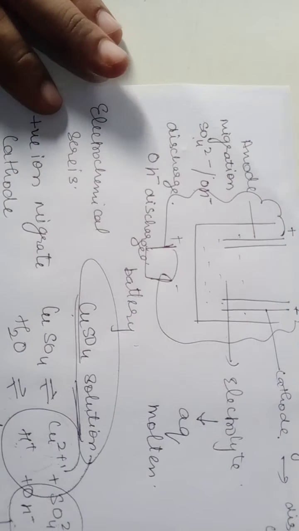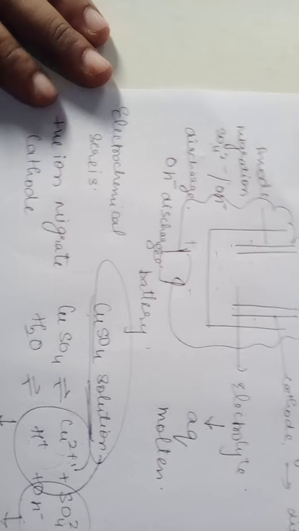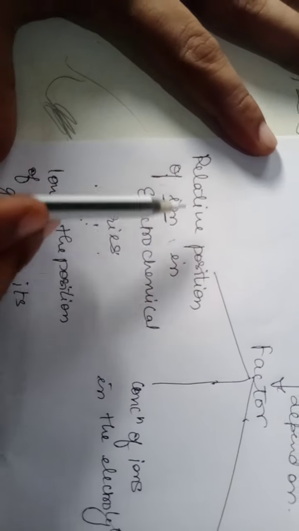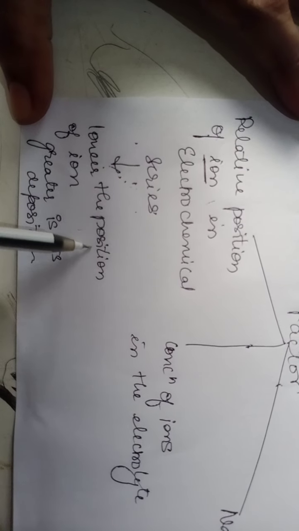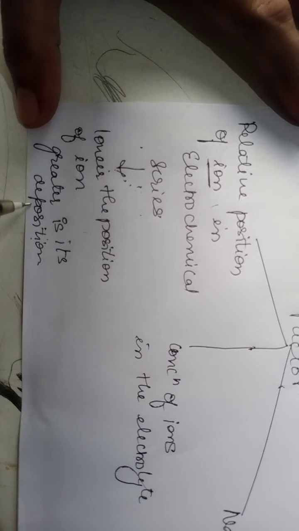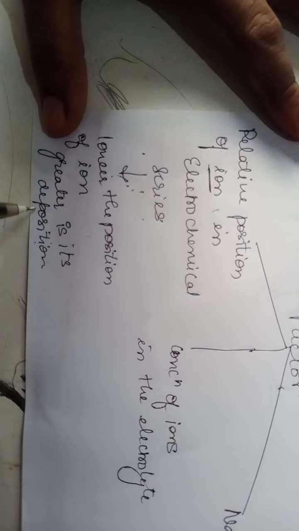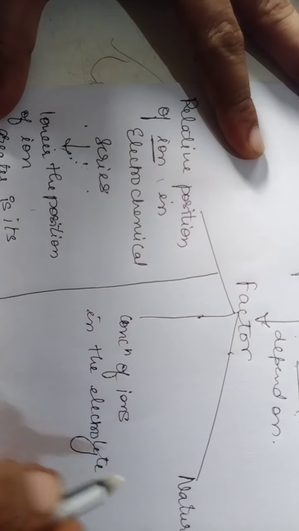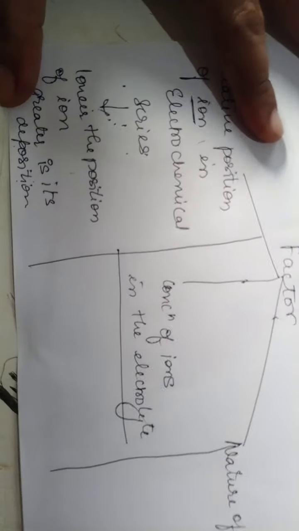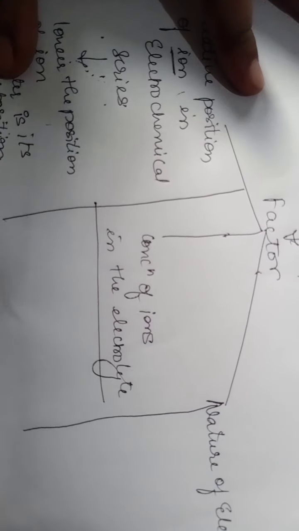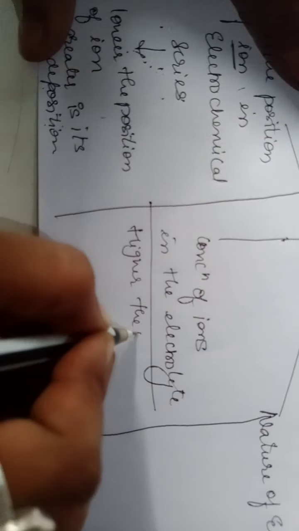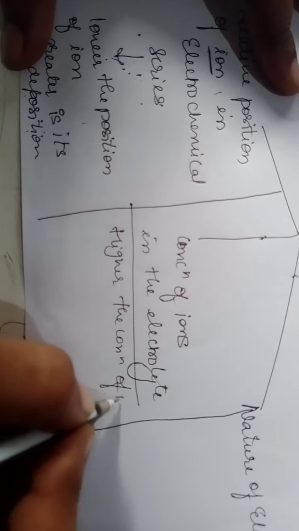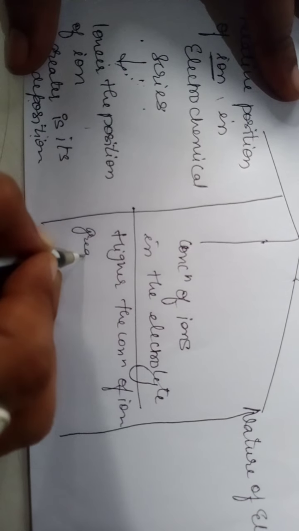Are you getting? So this is the first factor, depending upon the relative position of the ion in the electrochemical series. The lower the position of the ion, the greater is its deposition. I hope that you have understood. Now let us consider the second factor. The second factor is the concentration of ions in the electrolyte. Here you need to remember, the higher the concentration of the ion, the greater is its deposition.